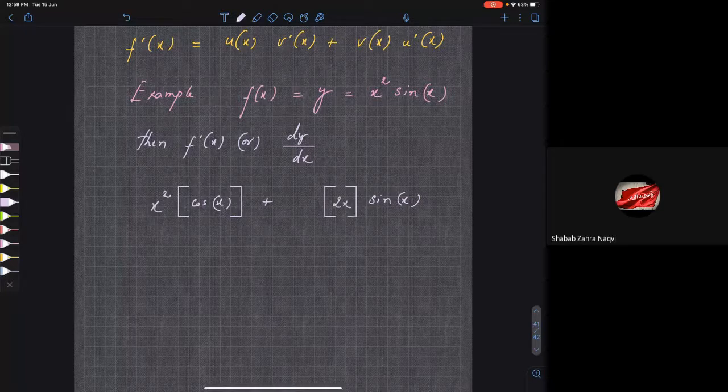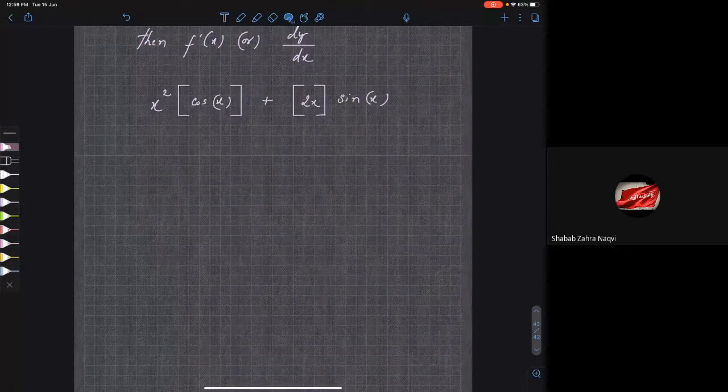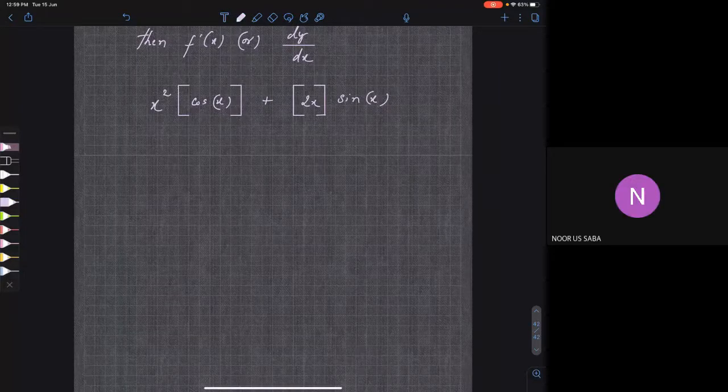So this is how the product rule is done. Clear? If you take something common here, what will you get? x into x cos x plus 2 sin x. Clear?